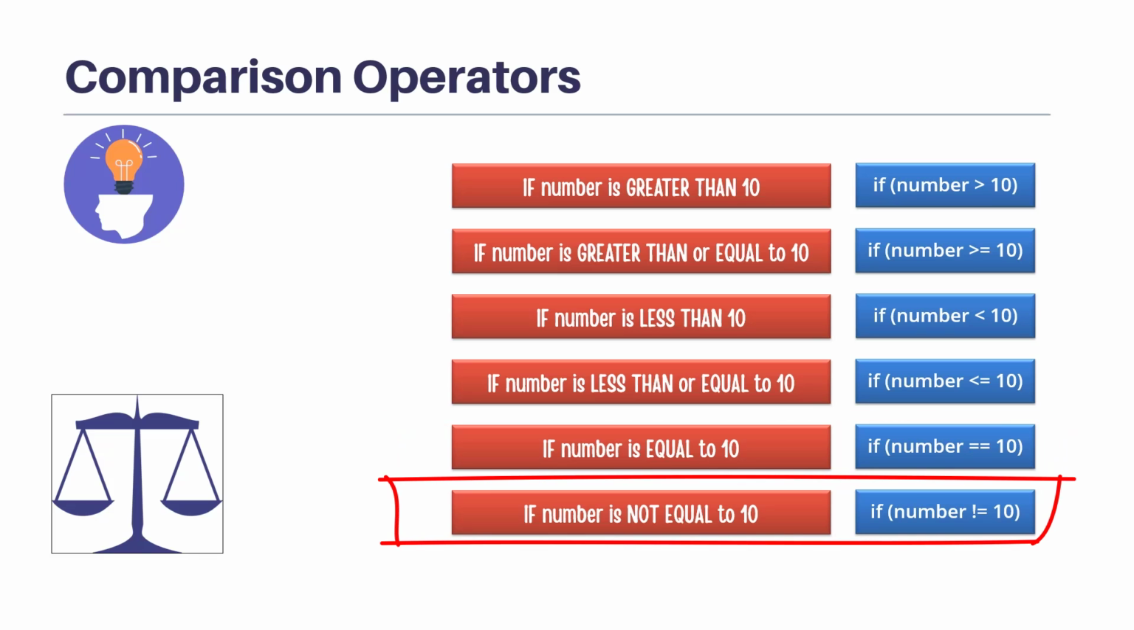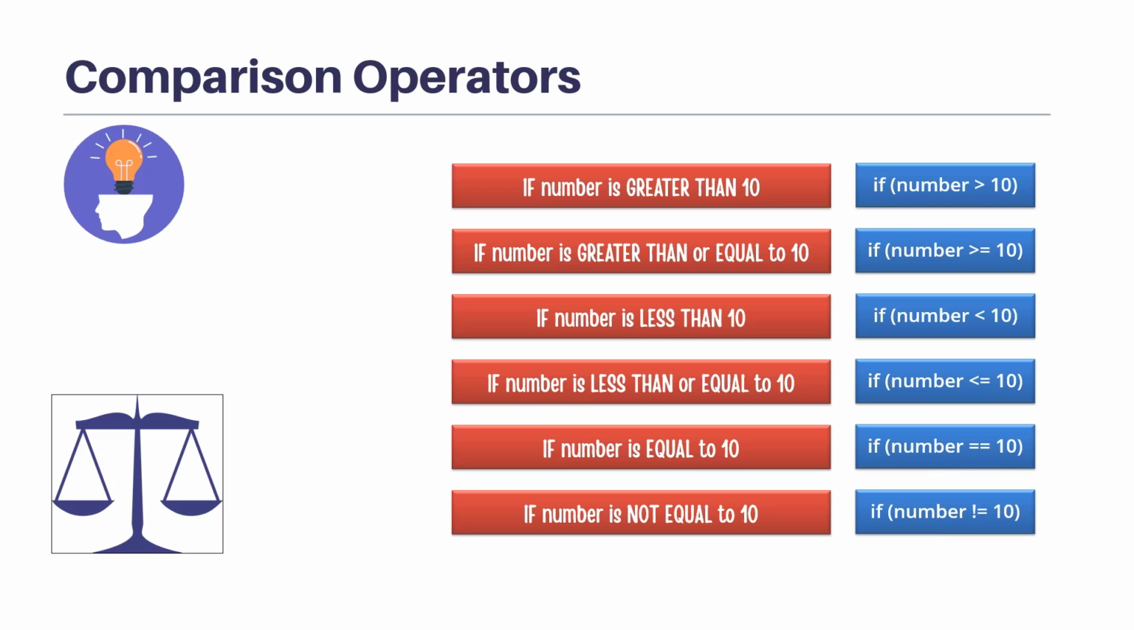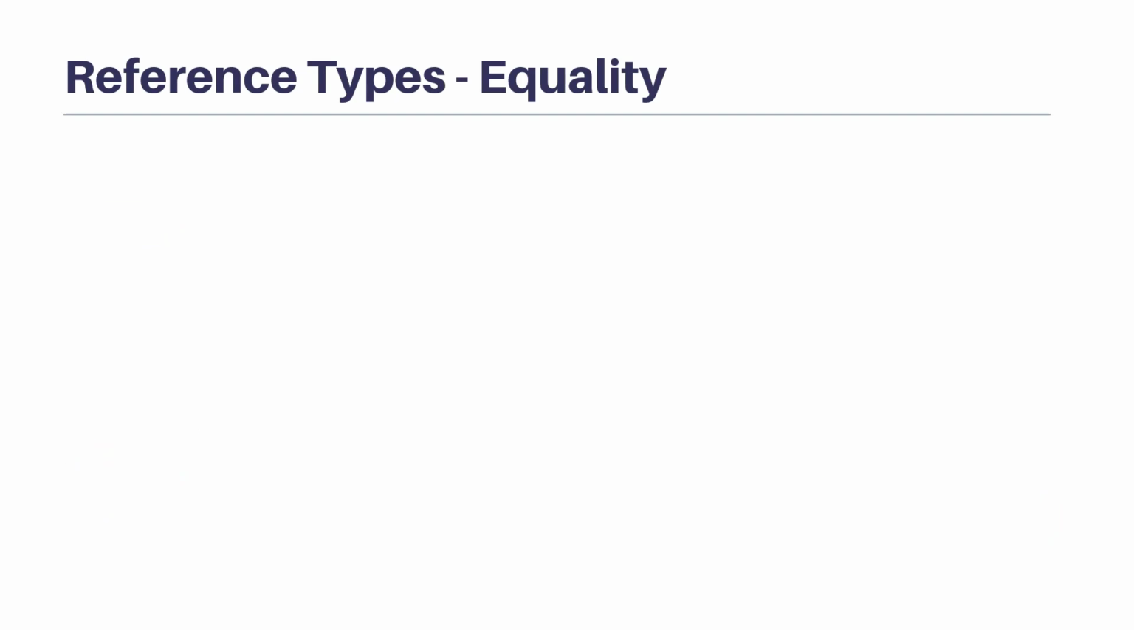An exclamation mark followed by an equal to sign is used for checking that the two numbers are not equal. The comparisons are straightforward for value types. The comparison operators will just compare the values and they will return a Boolean value indicating whether the comparison was satisfied or not. For reference type, comparison is a bit different.